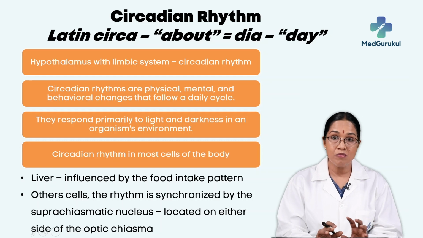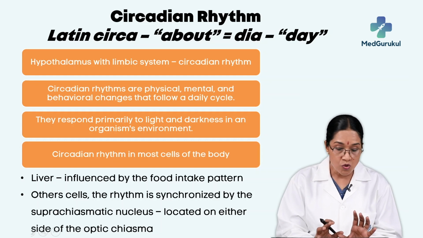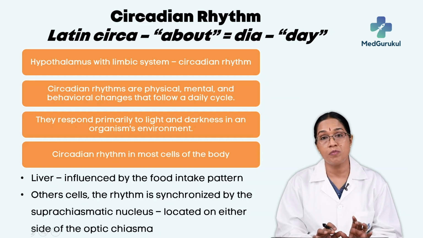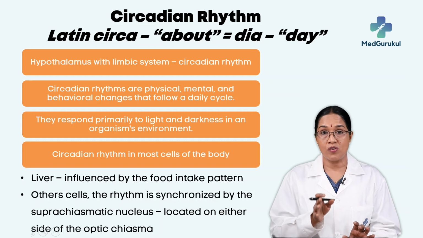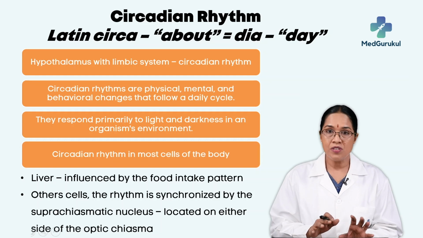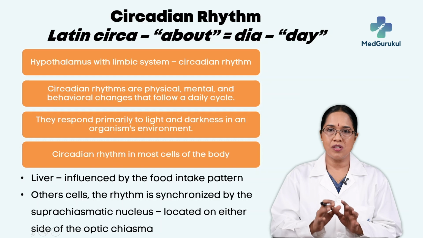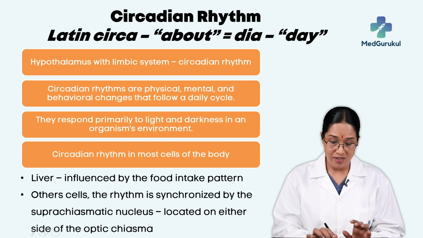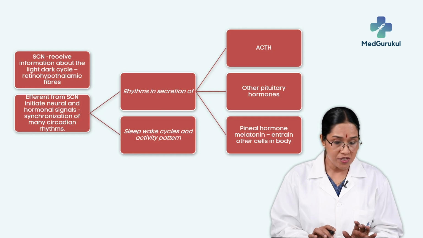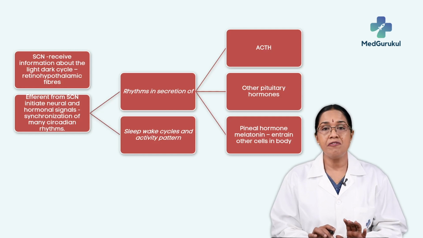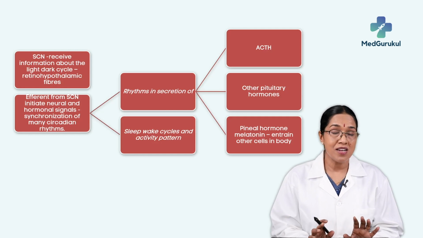In other cells, the rhythm gets synchronized with the suprachiasmatic nucleus, which is located on either side of the optic chiasma. That means visual input. The optic chiasma is involved with the optic tract, the visual pathway, isn't it? So, this is how all the other cells are also receiving inputs about the day and night cycle in an animal. Now, the SCN, the suprachiasmatic nuclei, will receive information about the light and dark cycle in the environment through which fibers? Retino-hypothalamic fibers.